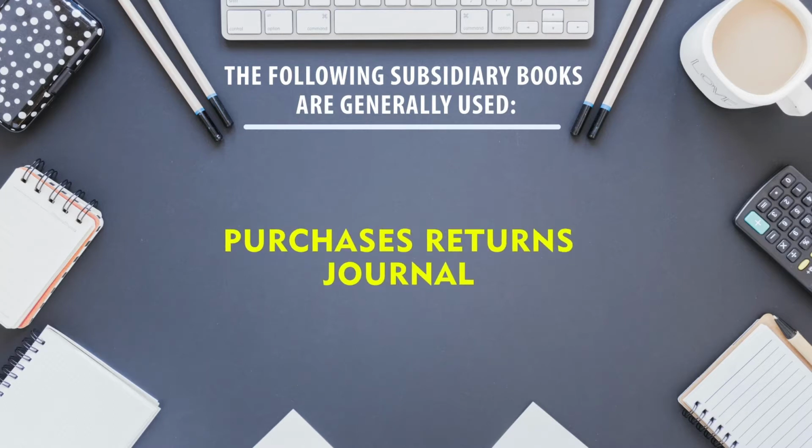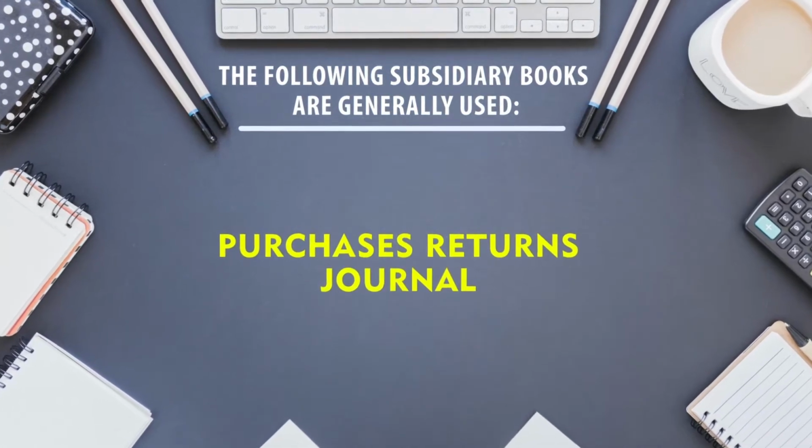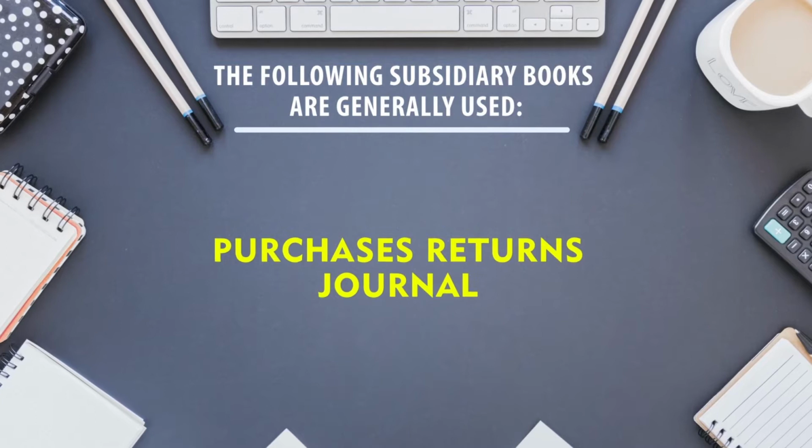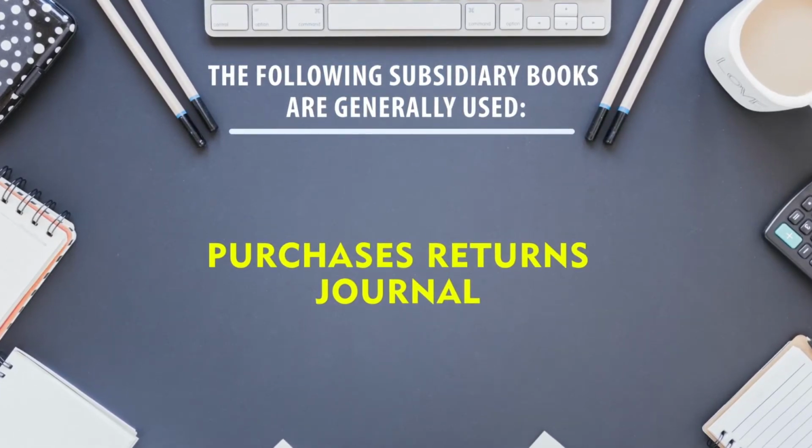Then the purchases returns journal. Sometimes what happens is that the goods we buy from the supplier may not be as per the specification given by us. Sometimes the goods may be of poor quality, sometimes the quantity may be different, and likewise there may be other reasons. So when we return the goods to the supplier, for that the purchases returns journal is used.